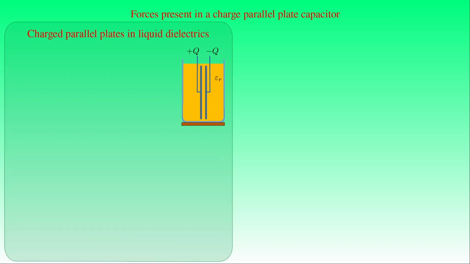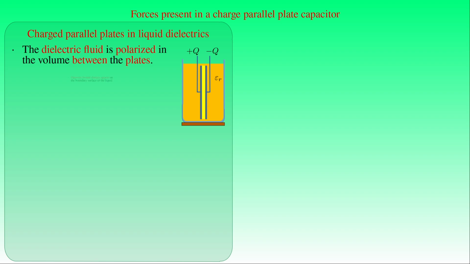Now we will study the electrostatic forces present in a charged parallel plate capacitor with a dielectric medium between its plates in two different experiments. In the first one we consider two charged parallel plates immersed in a homogeneous liquid dielectric. We assume that the distance between the plates is very small compared with the dimensions of the plates, that is, the electric field due to the charges on the plate is uniform between the plates and effectively zero outside the plates. Hence, the dielectric fluid will be polarized only within the spatial volume between the plates.